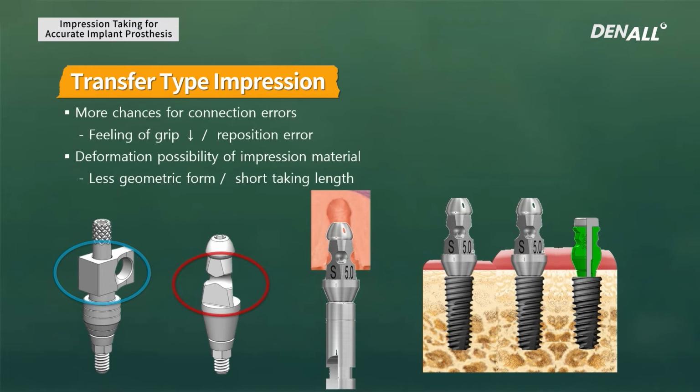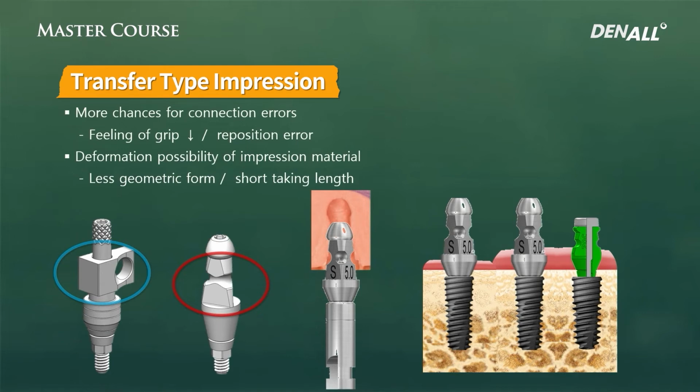After taking the impression, you connect the analog and then reposition the impression body. You cannot do everything by yourself. When this is repositioned by your staff or by the lab, at times there can be positioning errors. As it is being transferred, there can be errors.